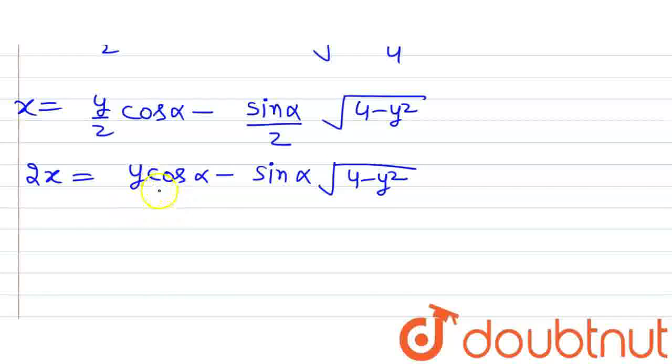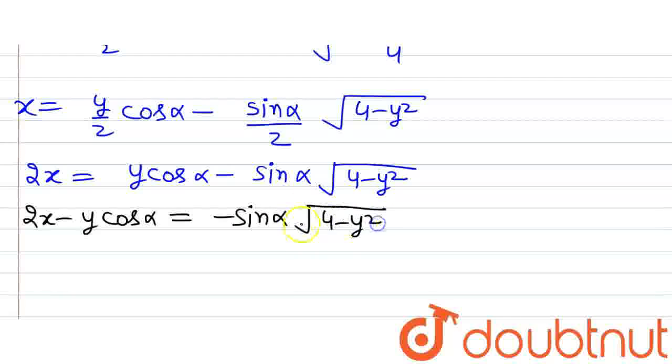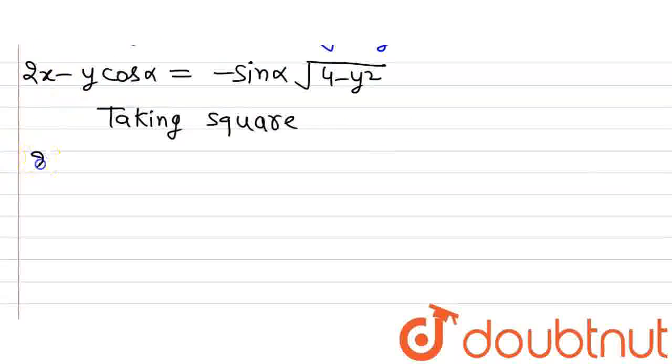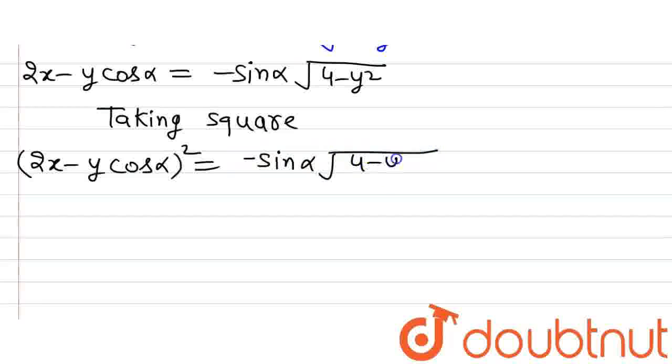Now this y cos alpha can be taken to the left hand side, so we will have 2x minus y cos alpha is equal to minus sin alpha under root 4 minus y square. Now taking a square on both sides, we will have 2x minus y cos alpha raised to the power 2 is equal to minus sin alpha under root 4 minus y square raised to the power 2.